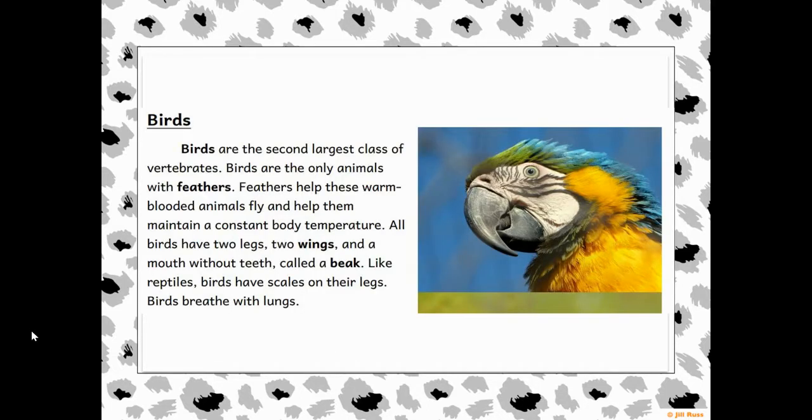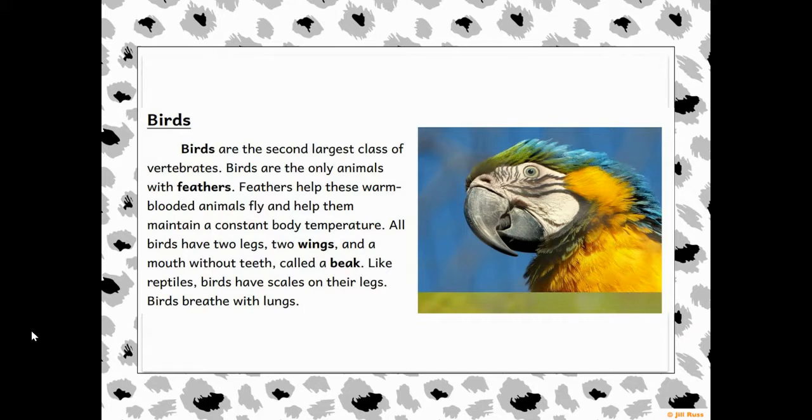So birds are the second largest class of vertebrates. Second largest. Birds are the only animals with feathers. So that's an important thing to think about. If it has a feather, it has to be a bird. Feathers help these warm-blooded animals fly and help them maintain a constant body temperature. So if you remember, we learned that warm-blooded means that their body temperature stays the same.